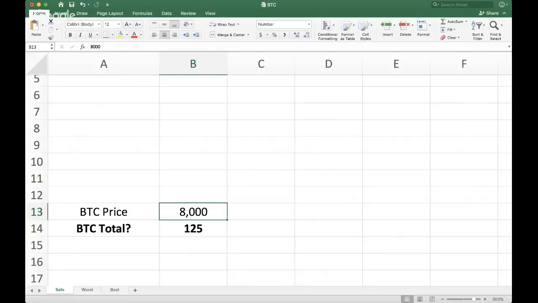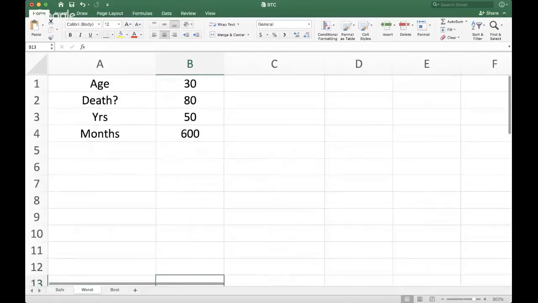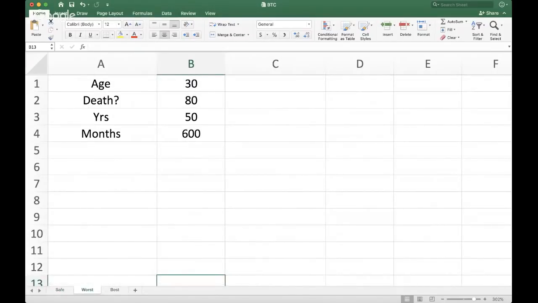So let's start with the worst case scenario first. At the moment we don't have a cash flowing asset, so I cannot use any dividends, and I can only use what I have here. So let's say I'm 30 years old, and let's say I'm dying at age 80. This is a pure example, so I need 50 years that this non-cash flowing asset is generating income for me. So basically I have 600 months that I need to take care of.